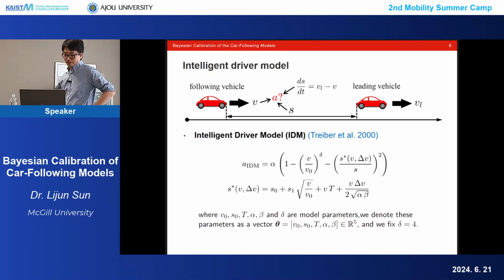This model has a very parsimonious format, because as you can see from this equation, in addition to the three covariates, I only have five parameters: v0, s0, T, alpha and beta, and this delta. So in general we have six, but given the identifiability issue, in most scenarios we fix delta to be 4, and we only calibrate the remaining five parameters.